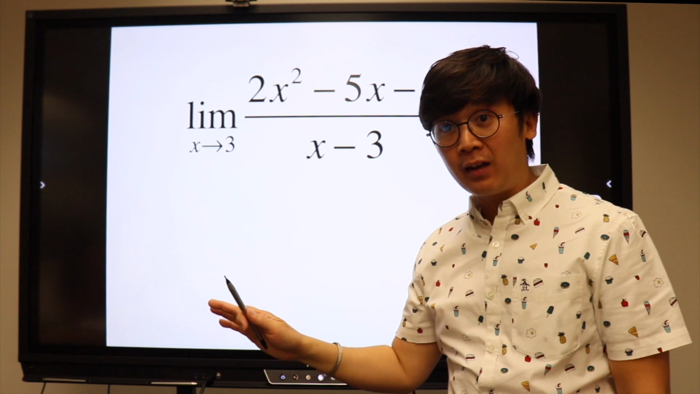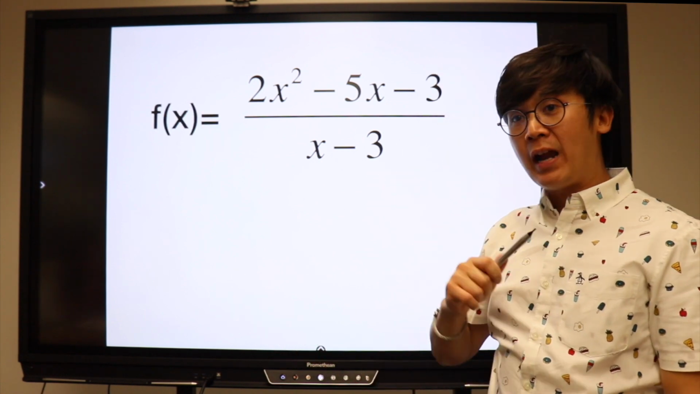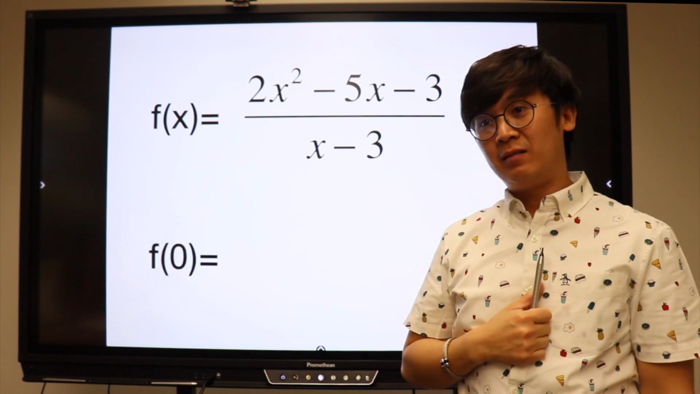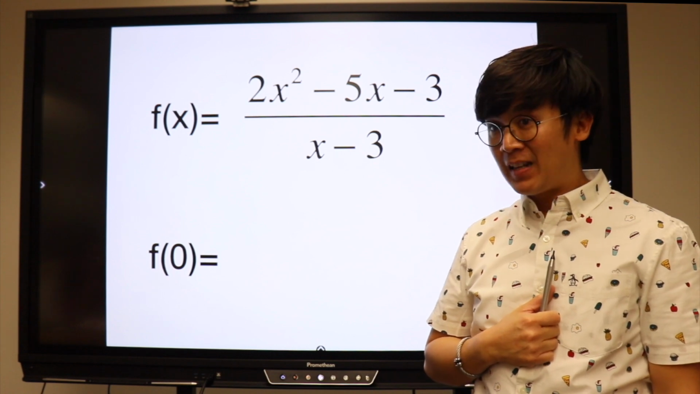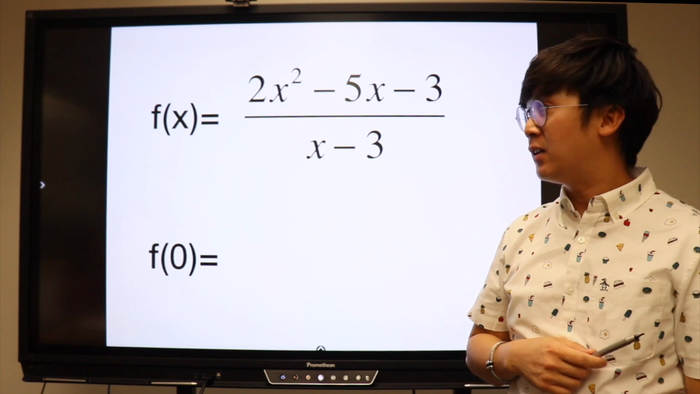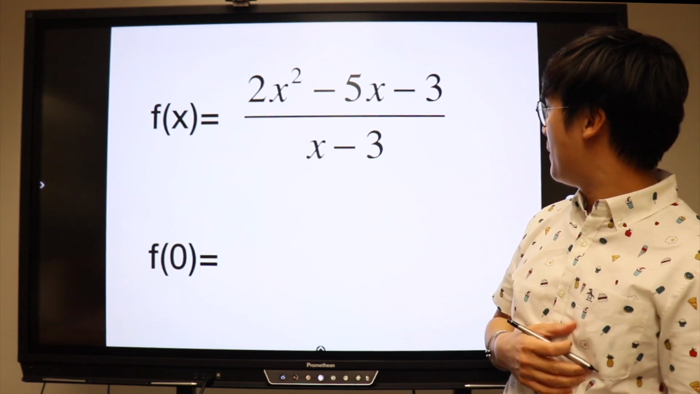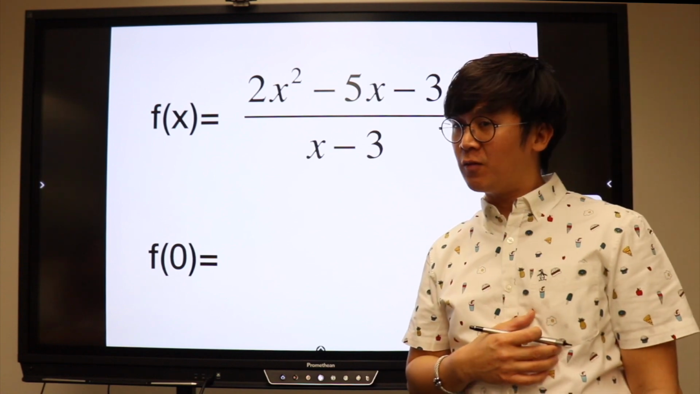Let's modify the problem. This is now your f of x, right? What is f of 0? Can you solve it this time? How are you going to solve this? Plug in 0 to the function. So if you plug in 0 to the function, can you do it mentally? What do you think is the answer? Negative 1 or positive 1?